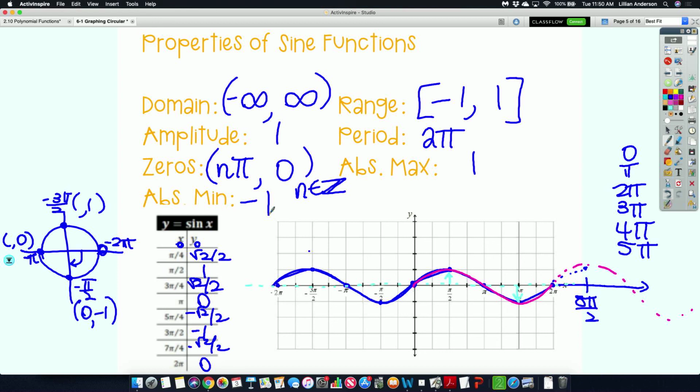Okay? So these are all the properties of your sine function. This is y equals sine x. That is the graph of that function. Y equals sine x. Questions? And remember, the points for this graph come from where? And those points came from where? The unit circle.